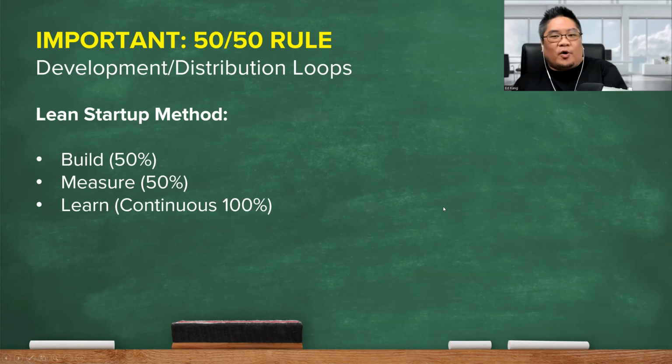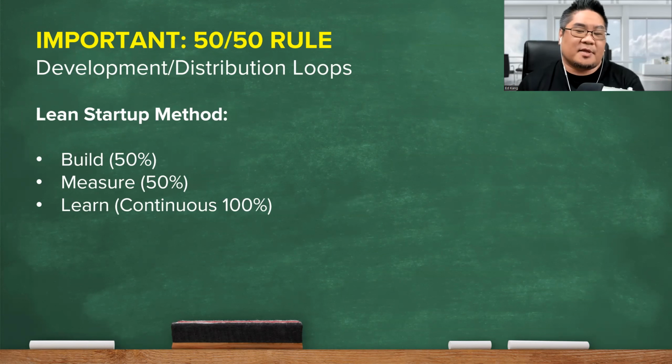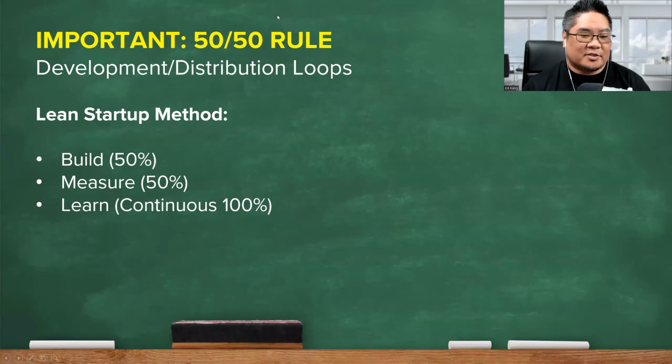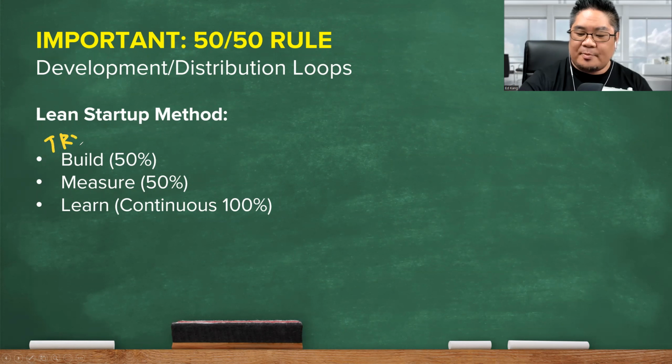So what's important to establish right away is something called the 50-50 rule. And I live and die by this rule. And it's 50-50. So evenly divide your time and resources between development and distribution loops. So these little cycles. And this comes from the lean startup methodology, which is build, measure, learn. So what you do is you build something and then you measure it, and then continuous learning. Now, I often will put try, measure, learn, because you may not be building anything, right?